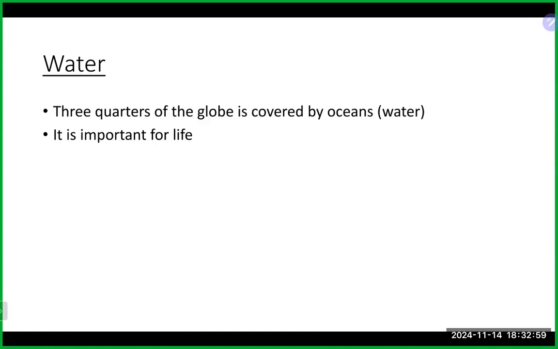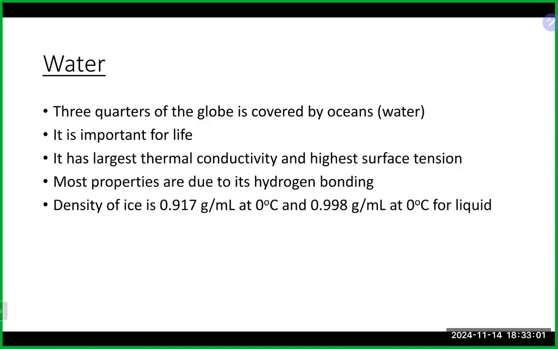So let's talk a little bit about water, just a few more parts about it. Water is obviously important in life. It has the largest thermal conductivity and highest surface tension because of its hydrogen bonding. And again, as we talked about, it's very unusual for a substance that in its solid phase, it has a much lower density than in its liquid phase.